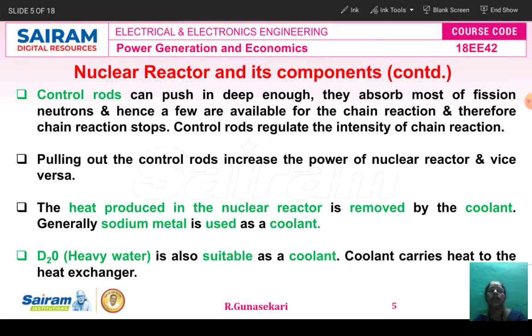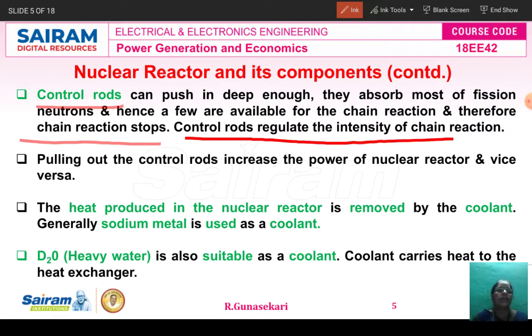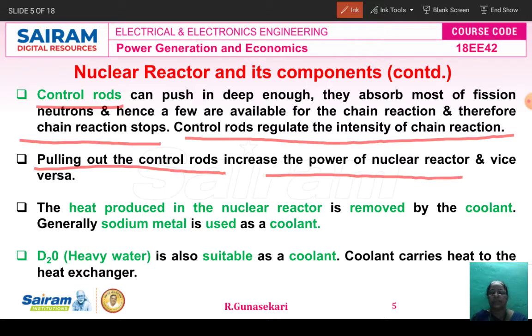The control rod is a very important component of the nuclear reactor. The control rod can be pushed in deep and absorb most of the fission neutrons, so few are available for the chain reaction, and the chain reaction stops. What is the function of the control rod? The control rod regulates the intensity of the nuclear chain reaction. Pulling out the control rod increases the power of the nuclear reactor and vice versa.